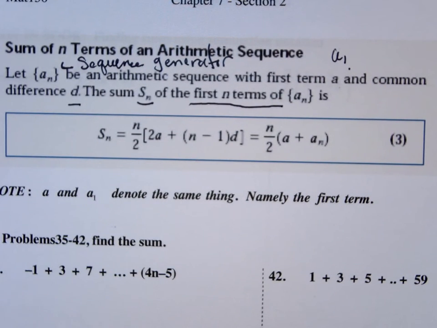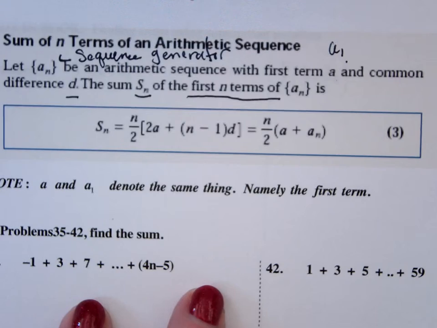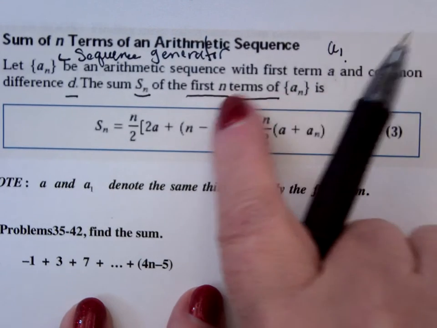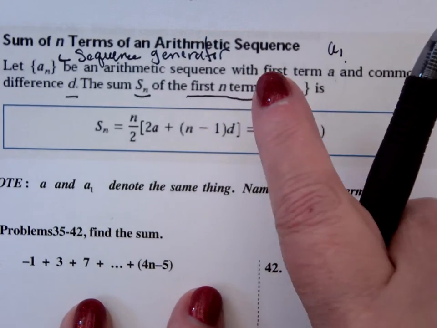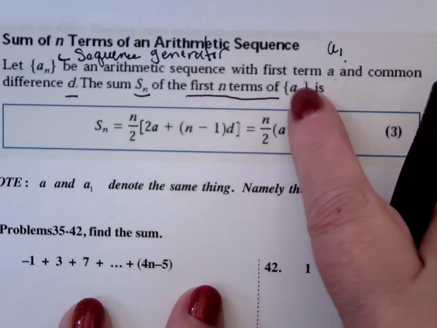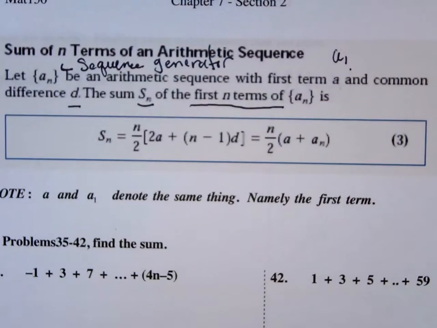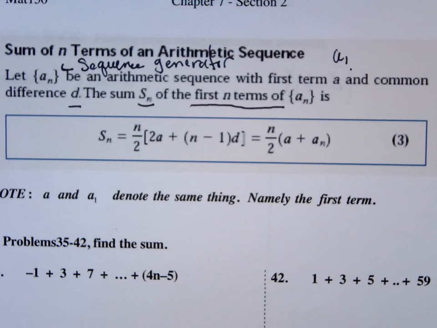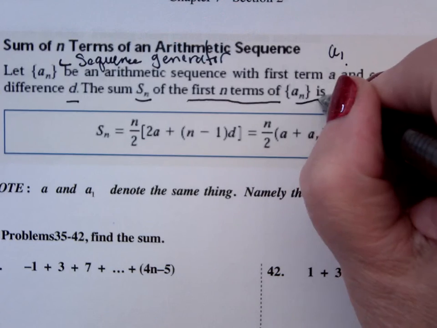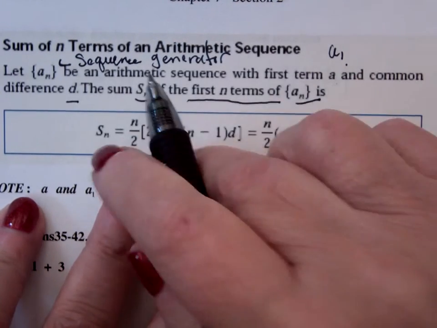Now, if we were being tricky, then we'd play with this phrasing, and I'll show you what I mean later on. But first n terms, that means first term, second term, third term, fourth term. It's the first n terms. It starts with the first one. Doesn't start with the fifth one. It starts with the first one. The sum of the first n terms of A sub n is these two formulas.